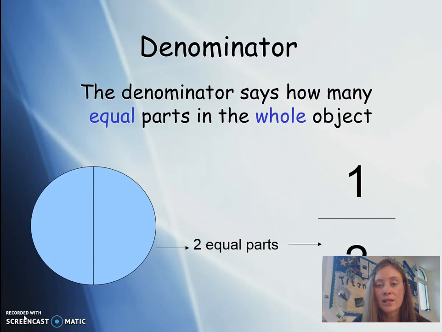Our denominator says how many equal parts are in the whole object. So we have our circle that I've split into two equal parts. Therefore, our denominator equals 2.